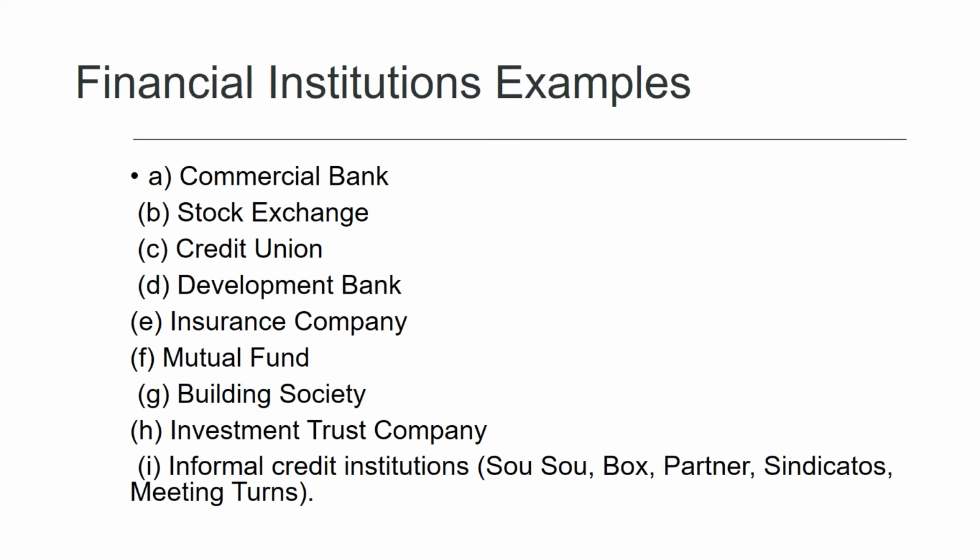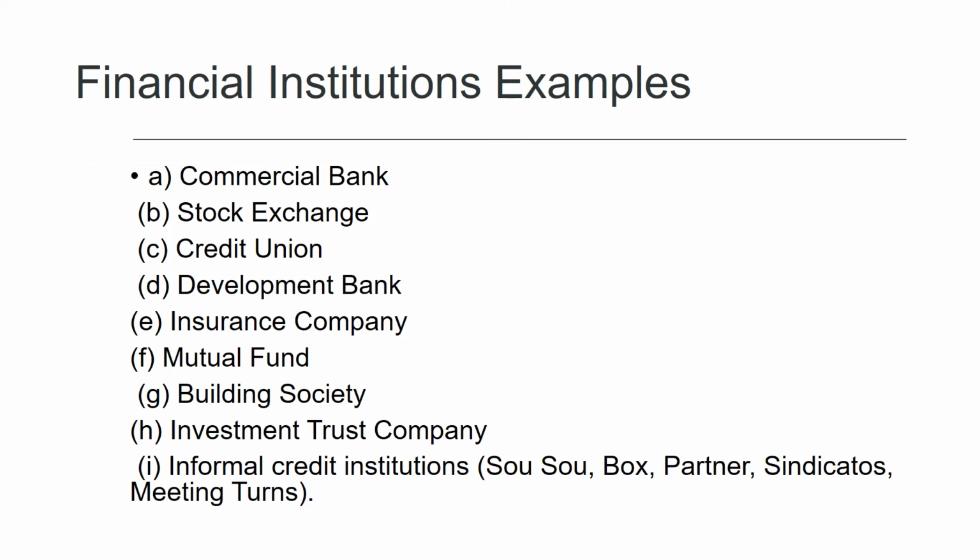These are some examples of financial institutions in the financial sector. We have commercial banks, like Republic Bank, Scotiabank, First Citizens, Royal Bank, and so forth, that we, as private individuals, get service from. We have the stock exchange, where you can buy and sell shares. We have credit unions, which are owned by their members and provide services similar to commercial banks. We have the development bank, which allows you to get mortgages and stuff like that.